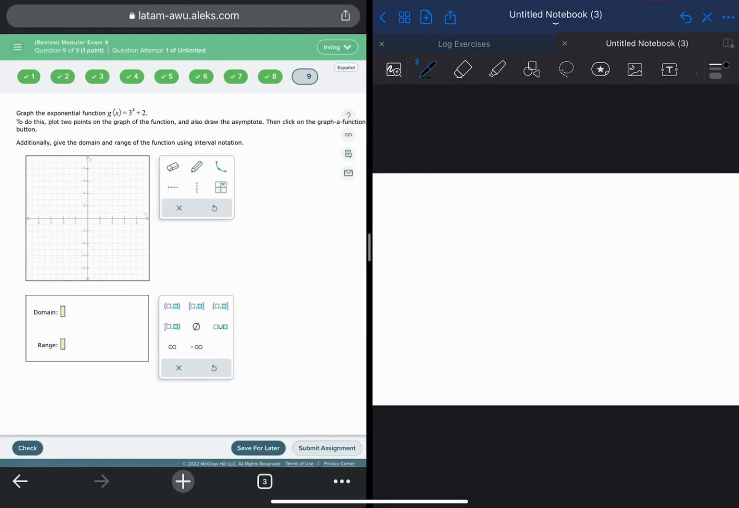Finally, for the very last exercise of the review, we are told to do the graph of an exponential function. In this case, we have the function g of x equals 3 to the x plus 2. Here, Alex is telling us that we have to find 2 points on the graph and then do the asymptote. How are we going to find these 2 points?